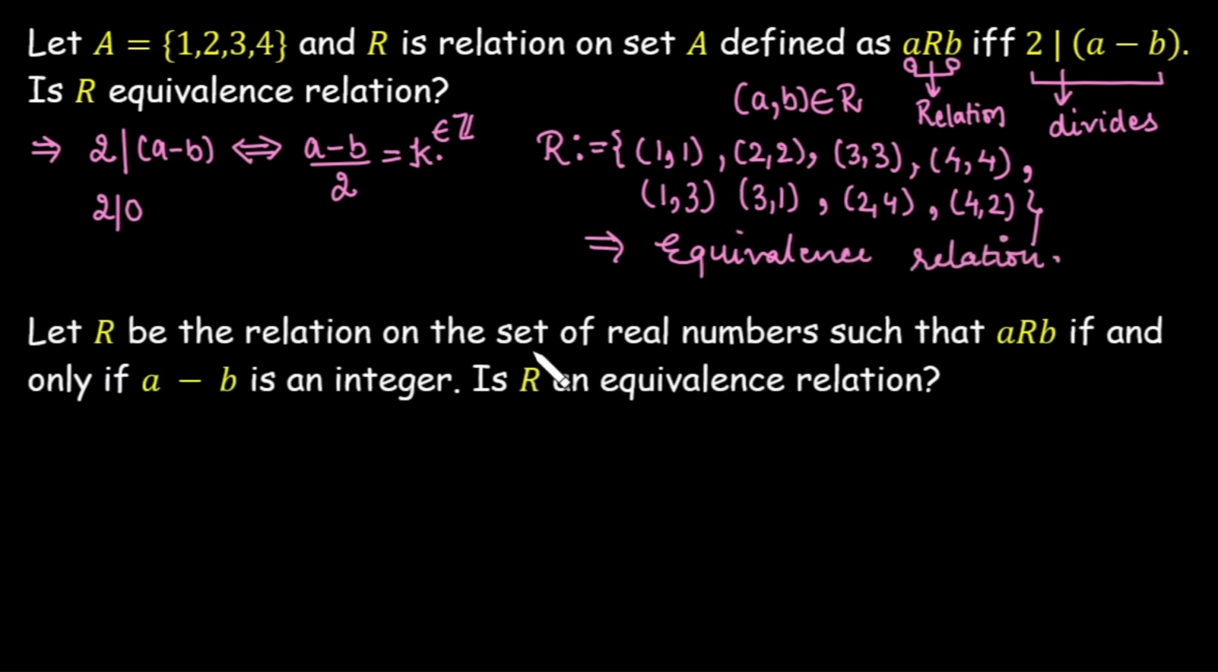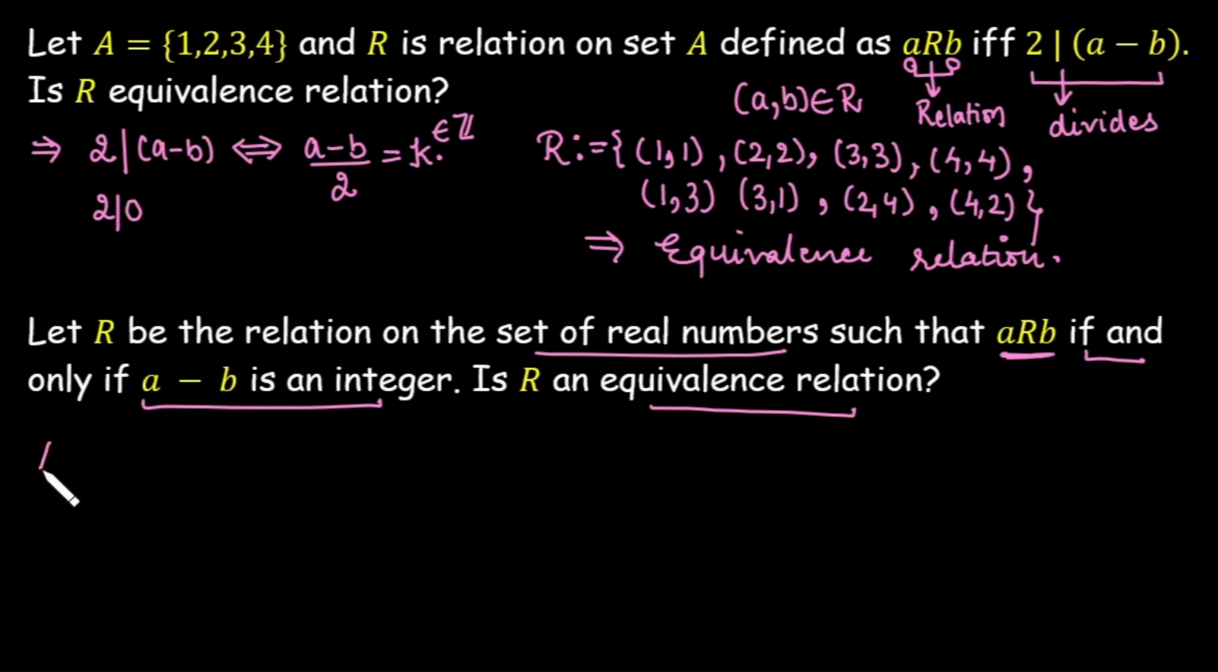Let R be a relation defined on the set of real numbers such that A is related with B if and only if A minus B is an integer. We need to check whether R is an equivalence relation or not. In the previous case, we had a finite set that contains only 4 elements and it is very easy to identify here. But in this case, we have the set of real numbers. Directly by taking ordered pairs in a relation, we cannot say that it is an equivalence relation. So we need to check it in a general way.